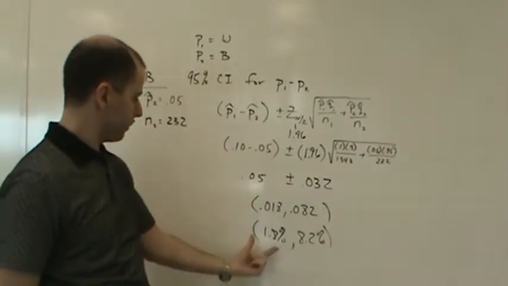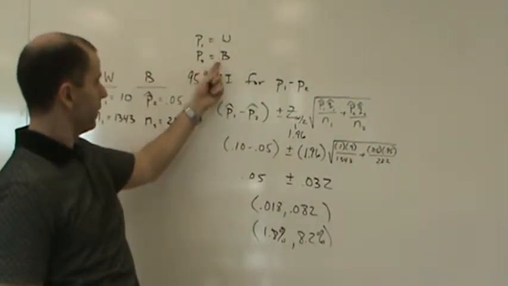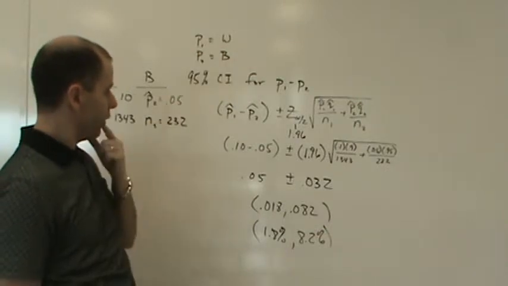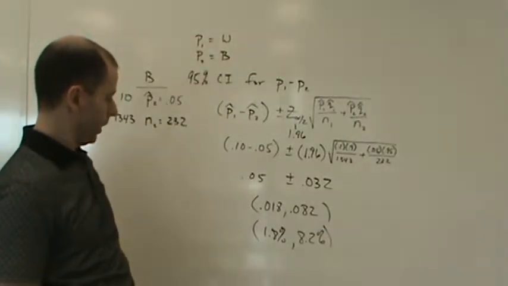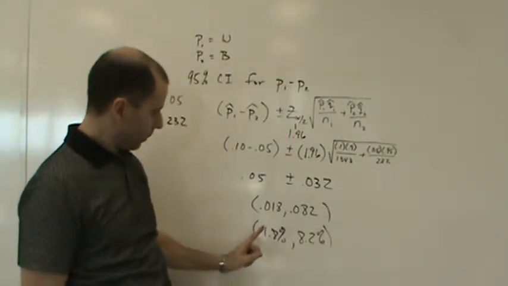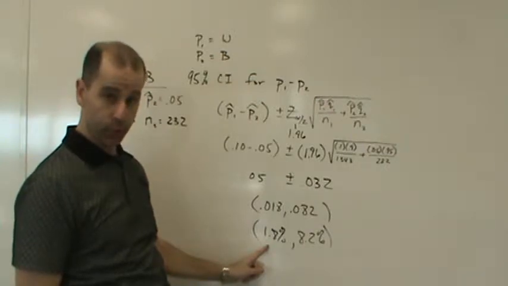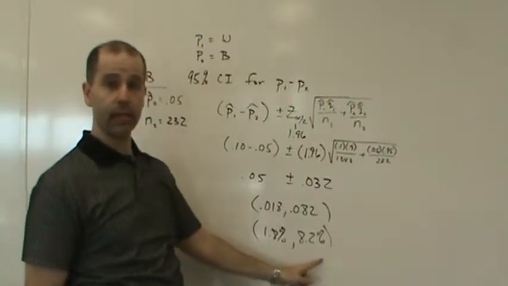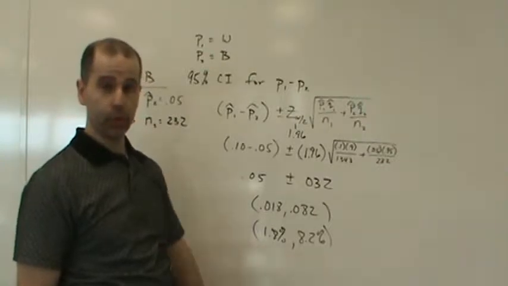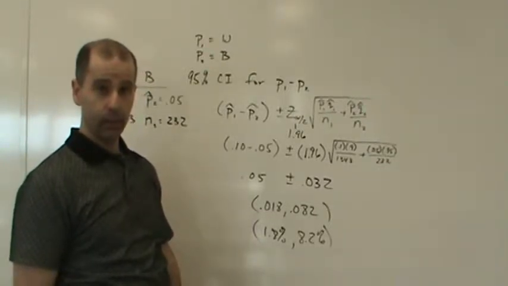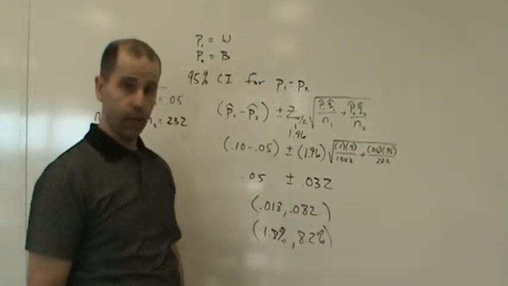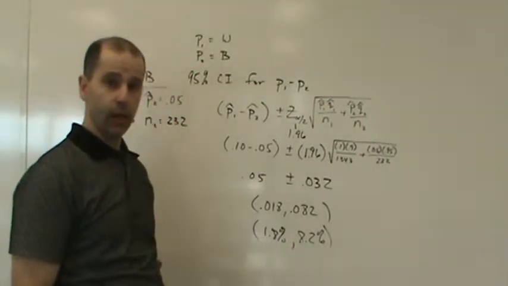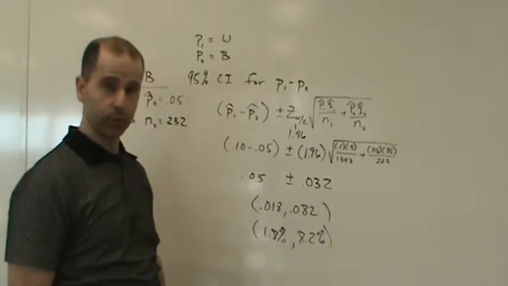Now, the way we subtracted these means that we have positive percentages, which means this proportion tends to be larger than the other, so it's in favor of whites. It seems that the proportion of whites that are cell phone users is anywhere from 1.8% to 8.2% higher than the proportion of black cell phone users. That's the interpretation. We can be 95% confident that the true difference between the two population proportions is somewhere between these two numbers.